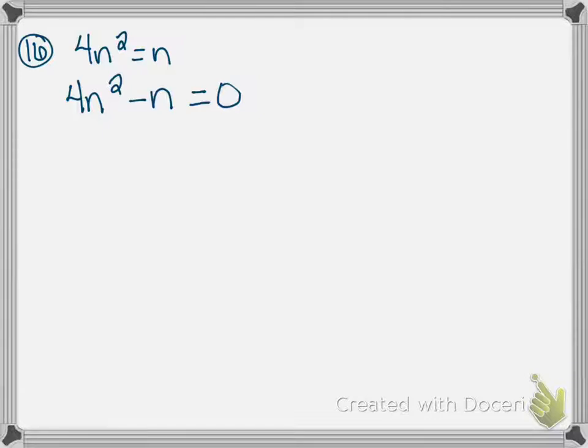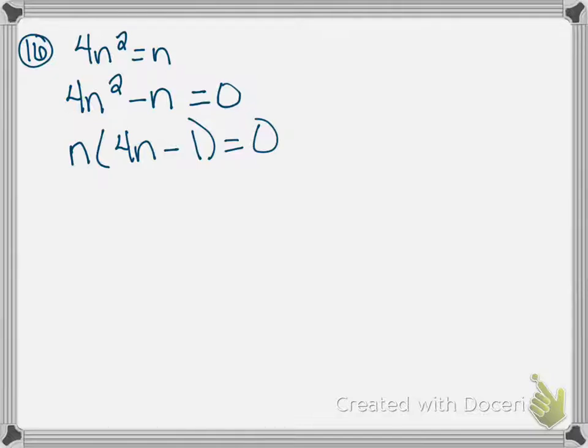For this factoring, I've got an n in both terms, so I'm going to factor out an n. I've got my n on the outside, and then I would have 4n minus 1. Because n times 4n is 4n squared, and n times negative 1 is minus n. So I have factored that problem right there.